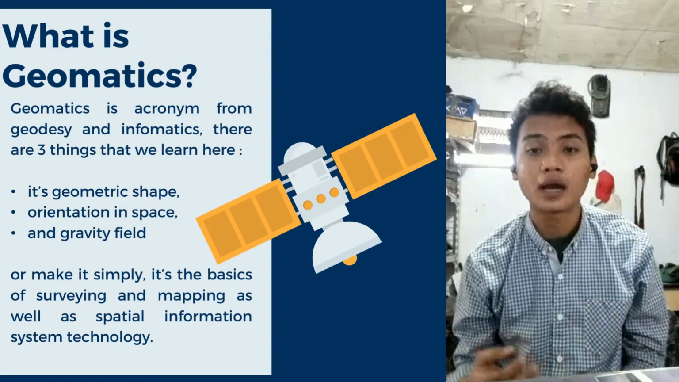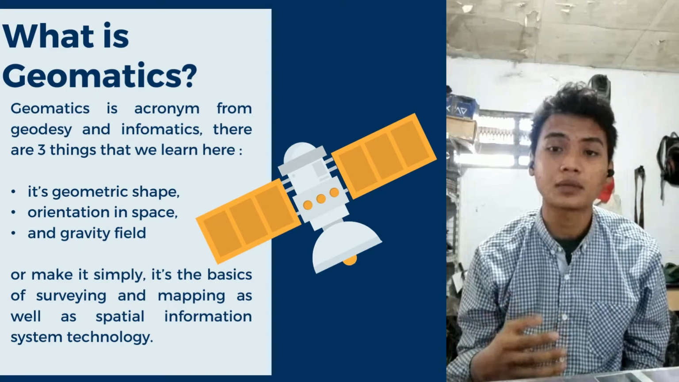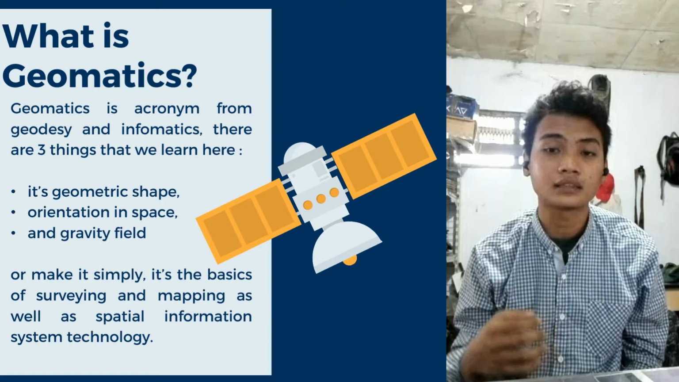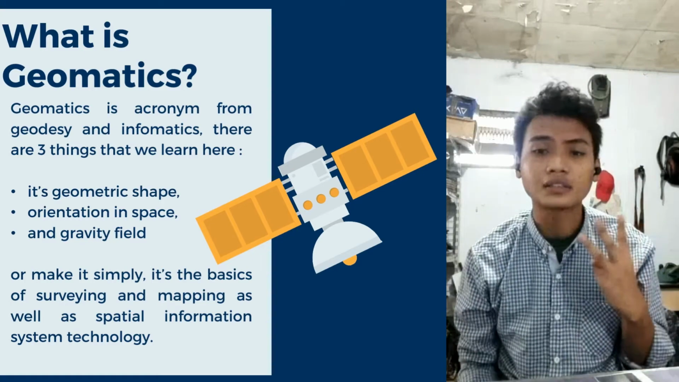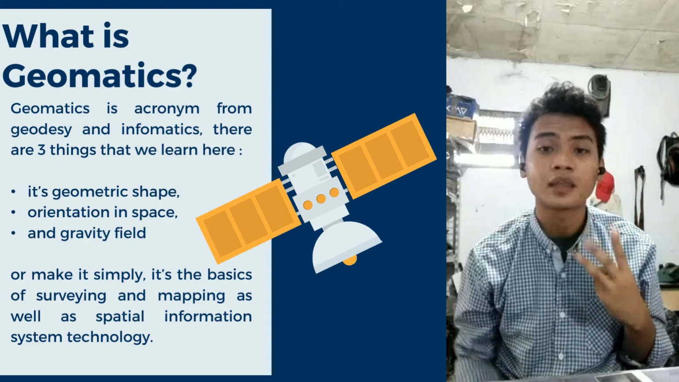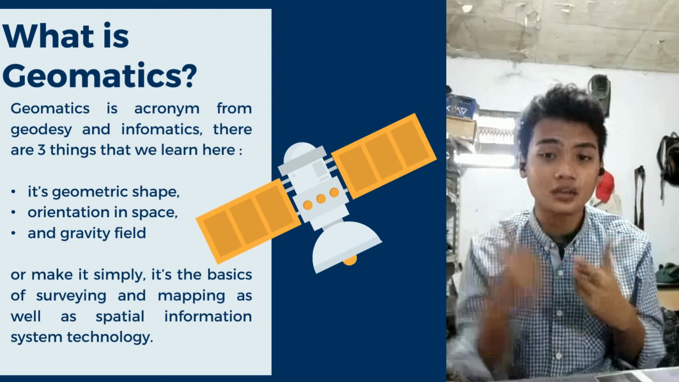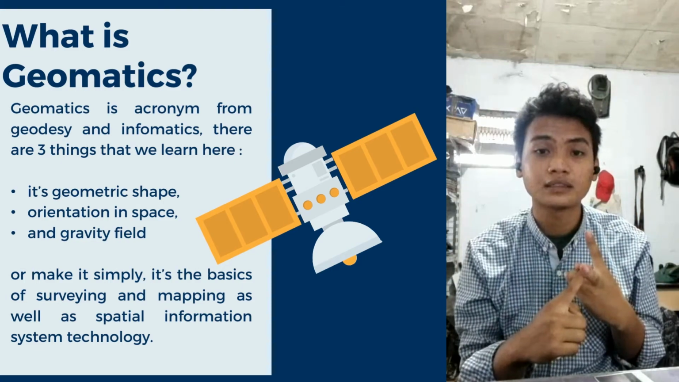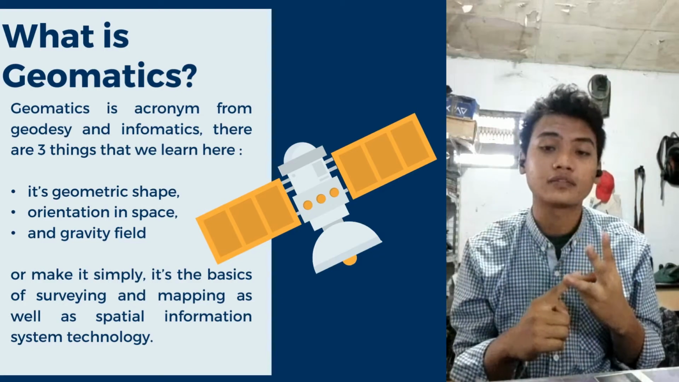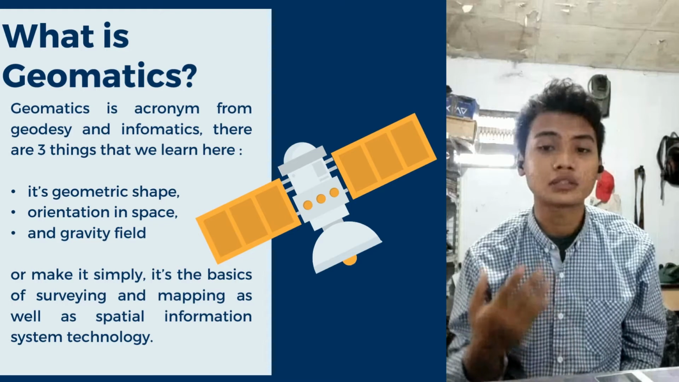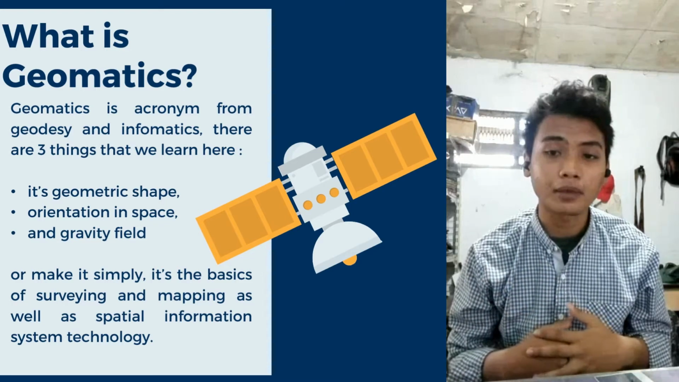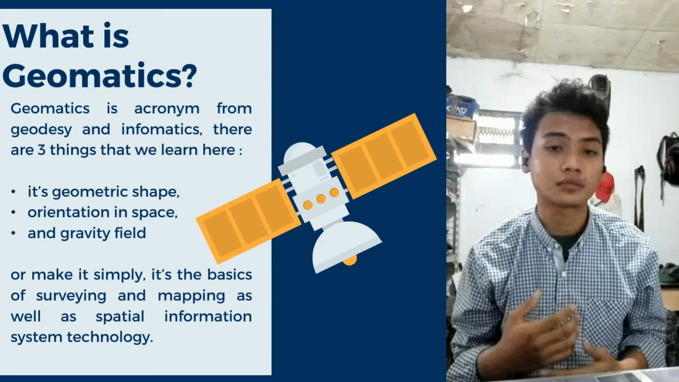So that's why the international world has adopted a new terminology: geomatics or geoinformatics. There are three things that we learn here: its geometric shape, its orientation in space, and its gravity field. Or to make it simple, geomatics is a collaboration between basic surveying and mapping with spatial information system technology.